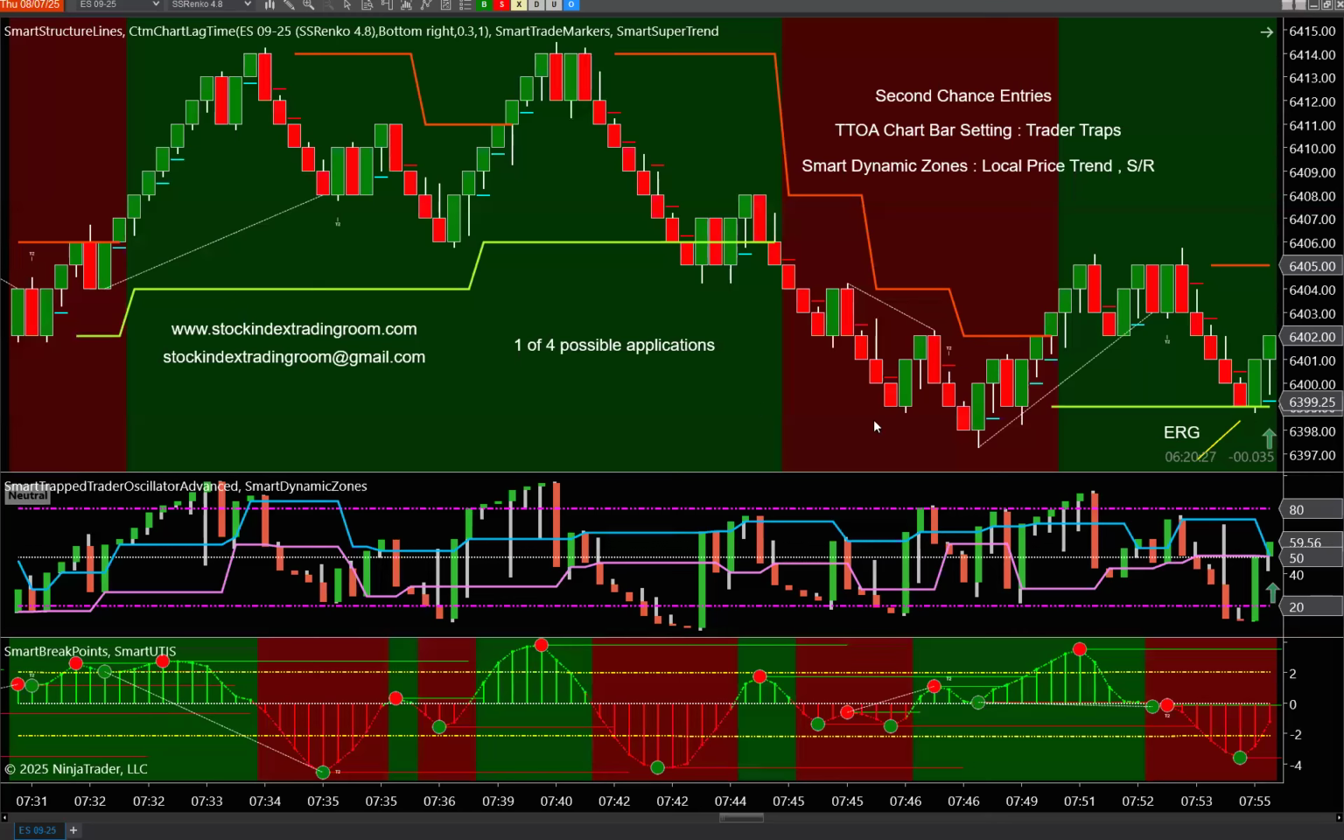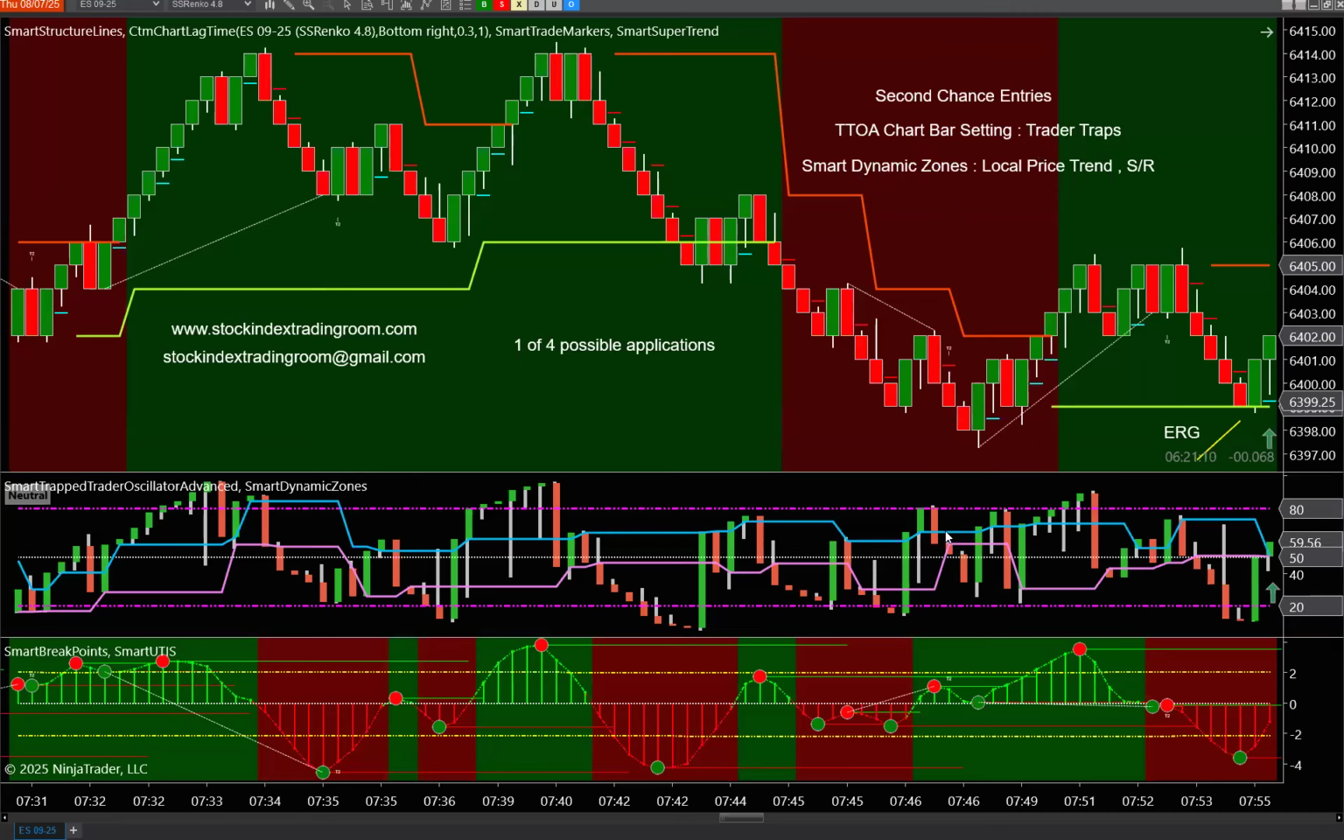I'll remind you, we're showing you one of 4 possible applications. I'm calling this second chance entries. Our TTO advanced trap trader oscillator, advanced setting is on chart bars. This is a different look than what you normally see us working on. It's going to show us where traders are trapped on the wrong side of price, on the wrong side of support resistance, on the wrong side of order flow, and how they get squeezed out. We've all been in that situation. It's not been much fun to get squeezed.